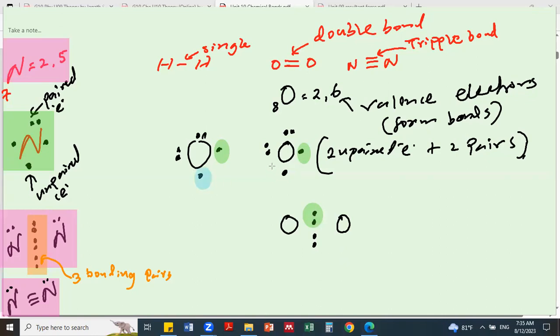This is the other unpaired electron. This one, and it will come here. Now what happened? How many bonds now? Double bond. If there are 2 unpaired electrons, double bond. If there are 3 unpaired electrons, triple bond.